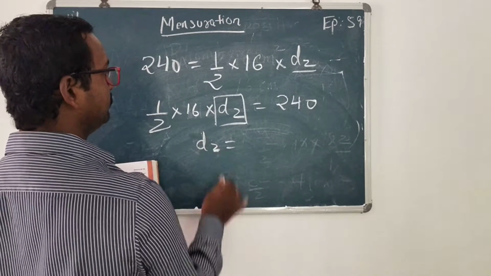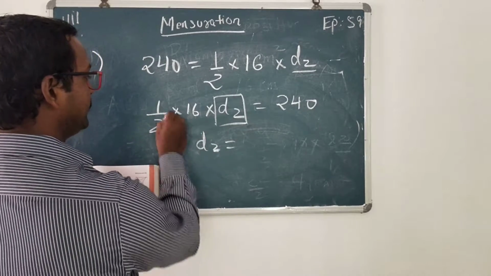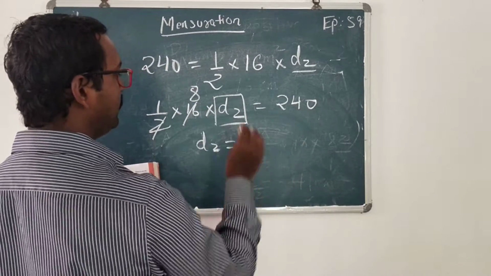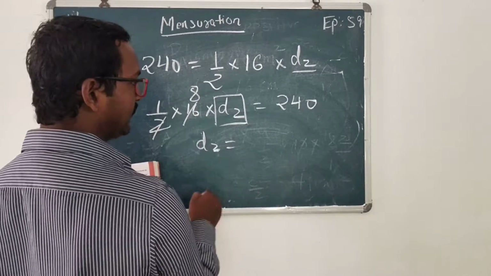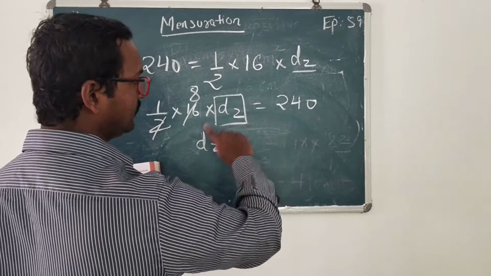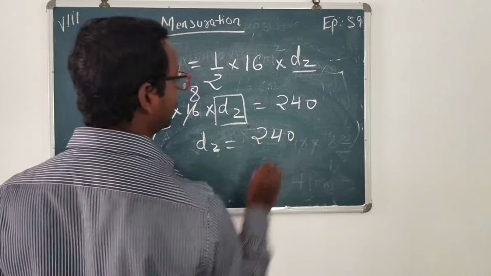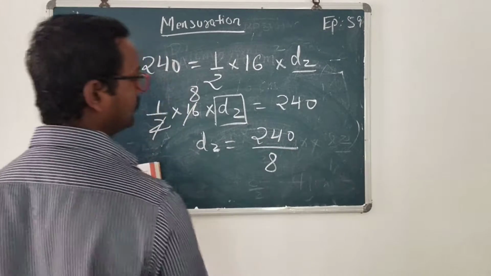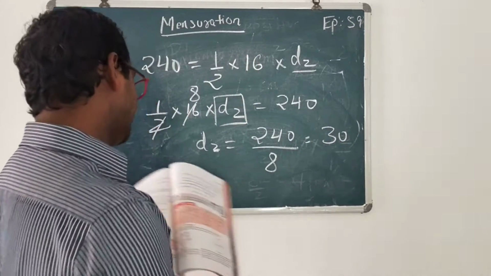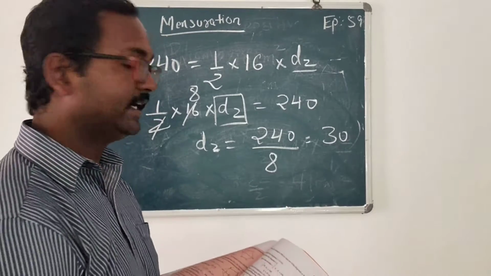If we keep d2 here, then these two numbers have to go somewhere. First, we can solve these two numbers because this is a division. We can divide. We will get 8 here. So what we are getting is 8 into d2 is 240, and we want the value of d2 only. So 8 has to go somewhere. 8 is in multiplication. When it goes to this side of equal to, this multiplication will become division. So 240 will stay there, and 8 will come to the denominator of 240. So we will get 30. So the other diagonal is 30 centimeter.